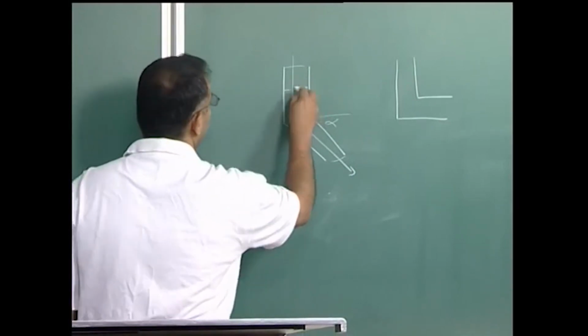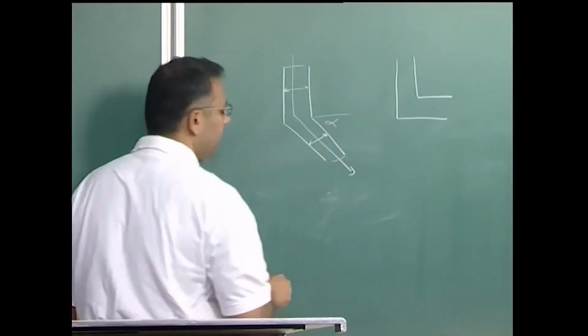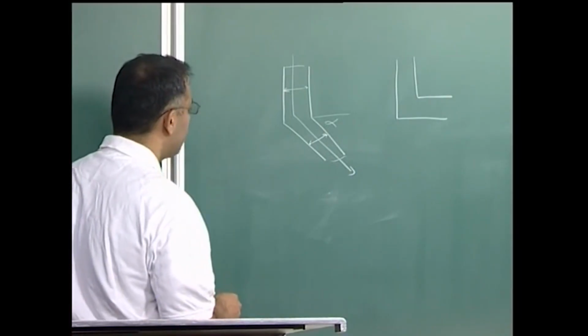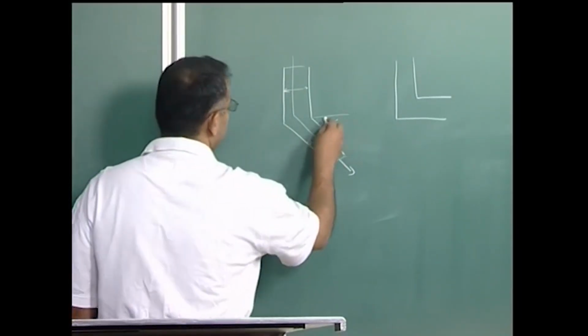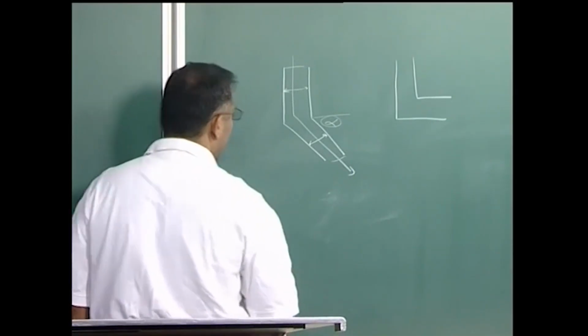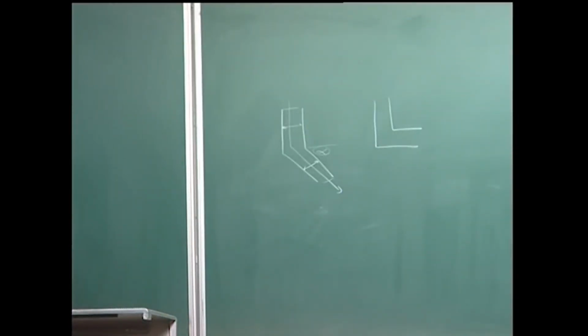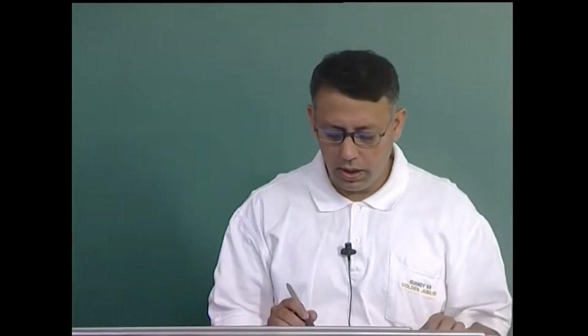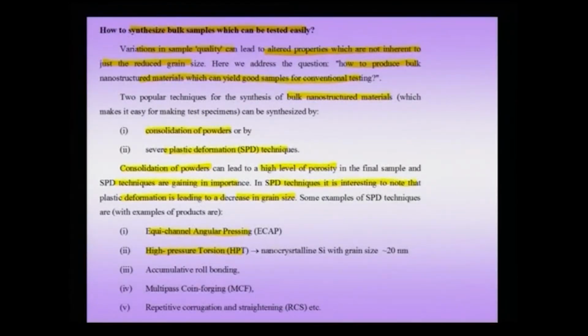Since the channel cross sectional area is constant, you call it equichannel, and because of this angle you call it equichannel angular pressing. By getting this kind of repeated plastic deformation, you are accumulating strain in the material, and this can lead to reduction in grain size. There are other equivalent techniques like high pressure torsion, which has been used to produce nanocrystalline silicon with about 20 nanometer grain size, accumulative roll bonding, multi-pass coin forging, and repeated corrugation and straightening. So, there are very many severe plastic deformation techniques which have been used to produce nanocrystalline materials.